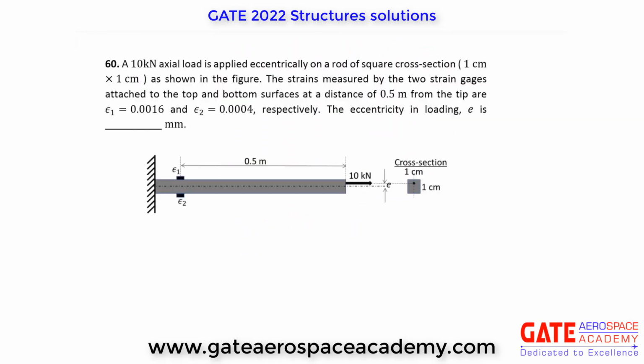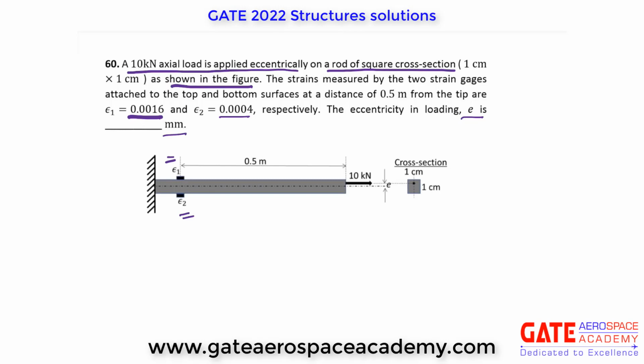Question number 60. A 10 kilonewton axial load is applied eccentrically on a rod of square cross section 1 cm cross 1 cm as shown in the figure. The strains measured by the two strain gauges attached to the top and bottom surfaces at a distance of 0.5 meter from the tip are given. On the top it is 0.0016, on bottom it is 0.0004 respectively. The eccentricity in the loading E is in mm.